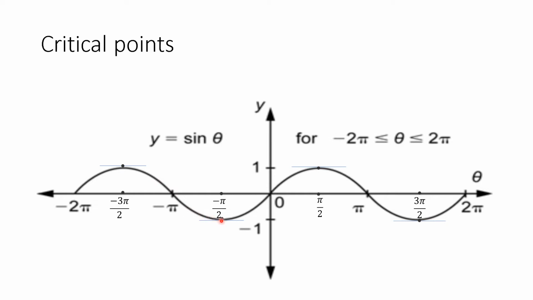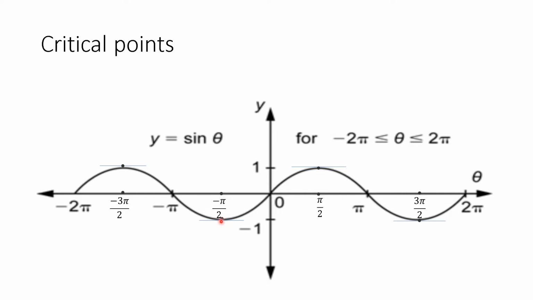Come to the point minus pi by 2. If you draw the tangent to this point, this tangent line and the x-axis are parallel, isn't it? Tangent line and x-axis are parallel means slope at this point is 0. Tan theta is 0. So minus pi by 2 is another critical point.